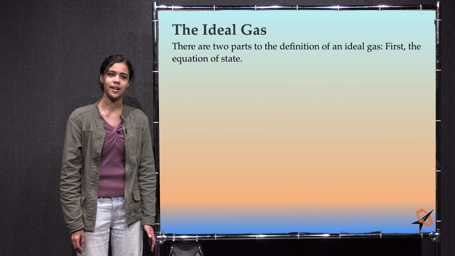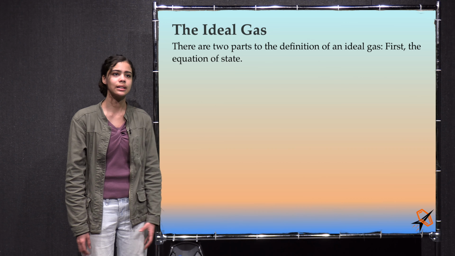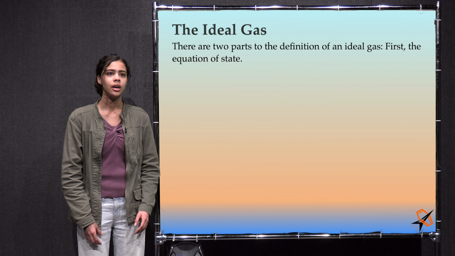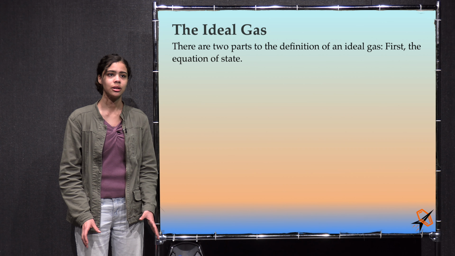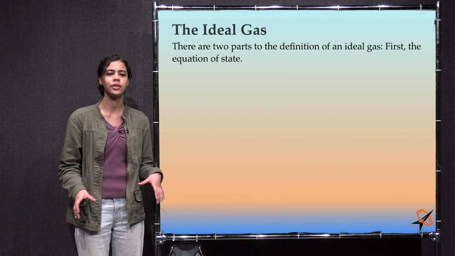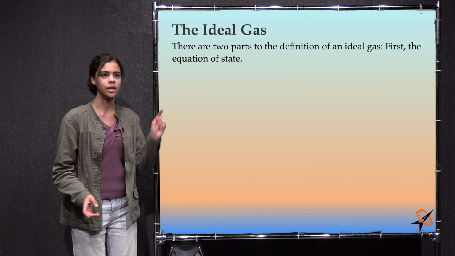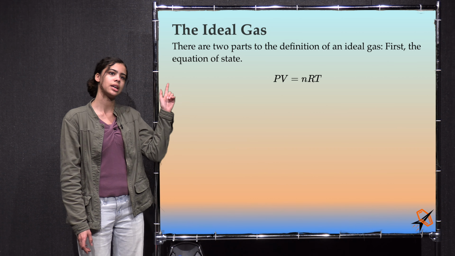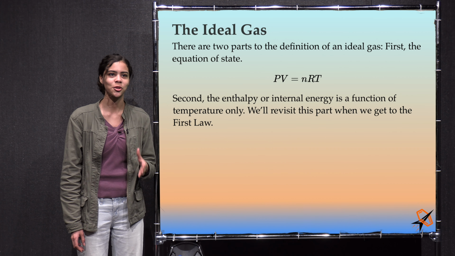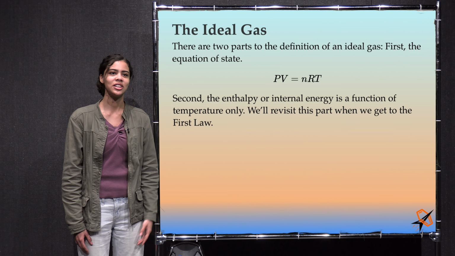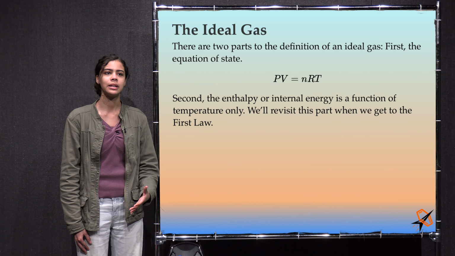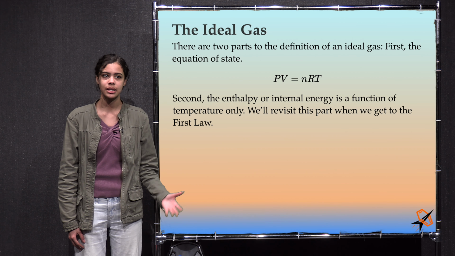The ideal gas law can be derived from assuming a gas is a collection of point masses that undergo perfectly elastic collisions. We are not going to do the derivation here, but we are going to comment that this model gives rise to the two parts of the definition of an ideal gas. The first is the familiar equation PV equals nRT. The second is that the internal energy is only a function of temperature. We'll revisit the temperature dependence when we get to the first law of thermodynamics.